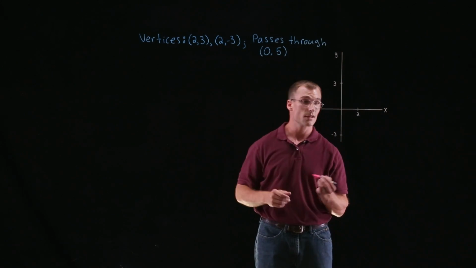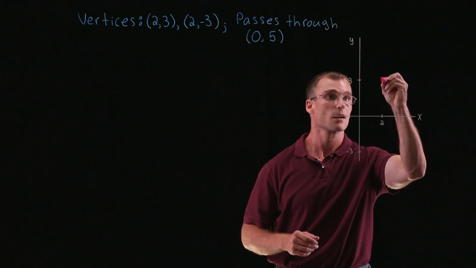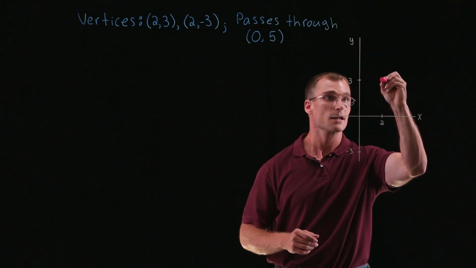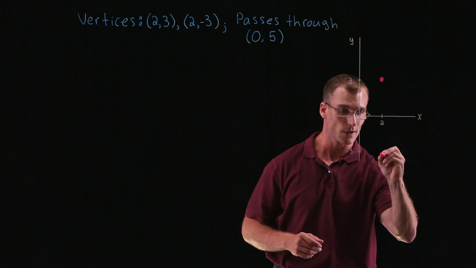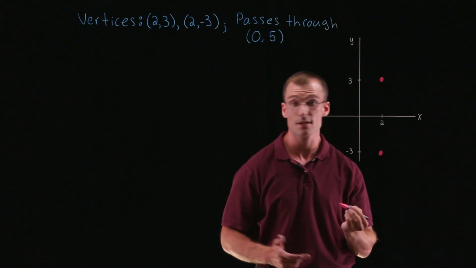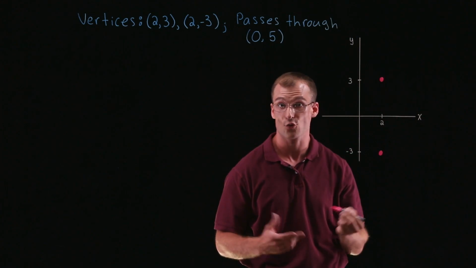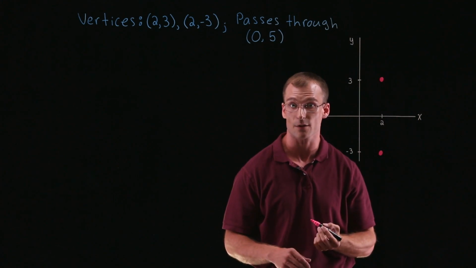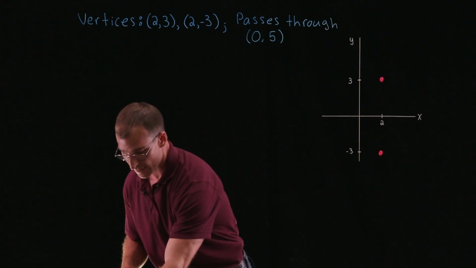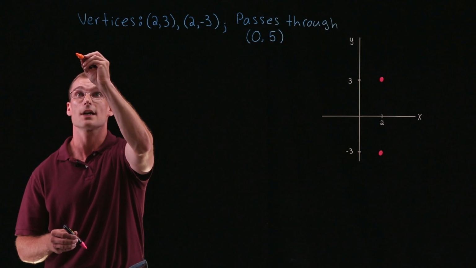We see we have vertices at x value 2 and y value positive 3, and at x value 2, y value -3. So what does that tell us? Well, we see the vertices going in a vertical line, so that says the transverse axis is going to be vertical. So that at least gives us the idea of what the standard form of the equation is going to start to look like.